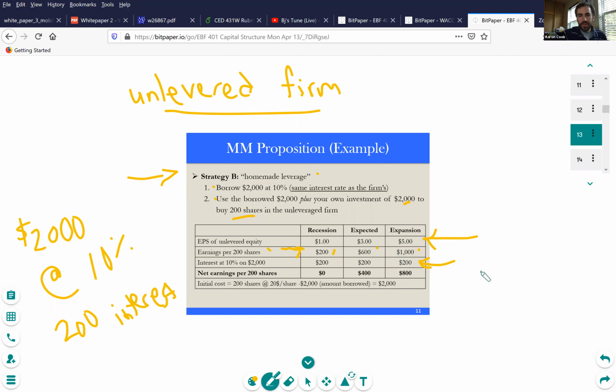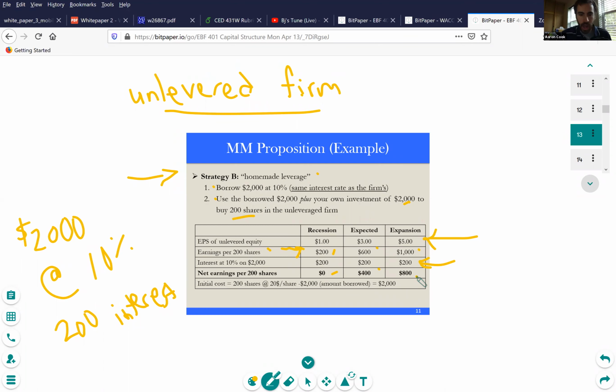And now we see that if we take his earnings on 200 shares and we subtract off the interest payments, we get something that looks like what's in this bottom row here. $0 net earnings after interest in a recession, $400 in normal economic conditions, and then $800 overall in expansion conditions.